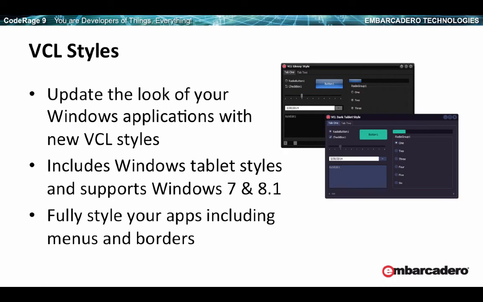So the first actual feature I want to focus on is styling. Styling is a way to update the look and feel of your application to make it more modern. Styling is based on the theme support that was added way back and allows you to have a theme or look and feel that comes from the operating system, or a completely custom look and feel that you can add to your application. Now, there is one specific extra feature in styling in XE7 that is the support for a tablet style with larger elements and touch-enabled style. But the other thing that was added in XE6 was the ability to style menus along with borders and all of the other elements of an application.